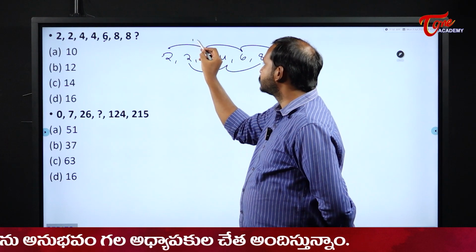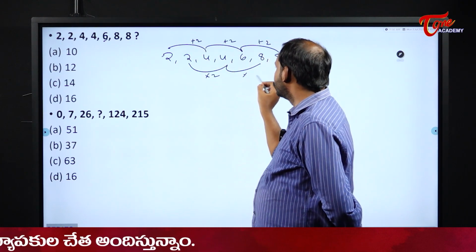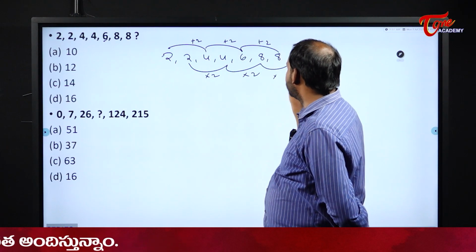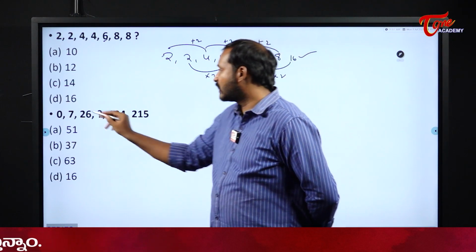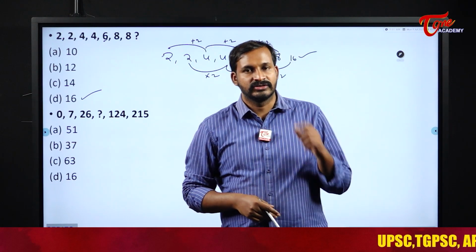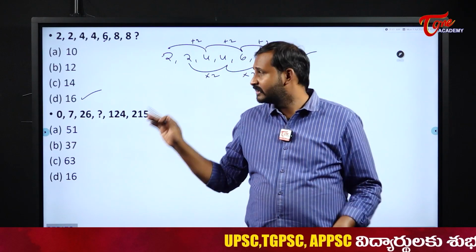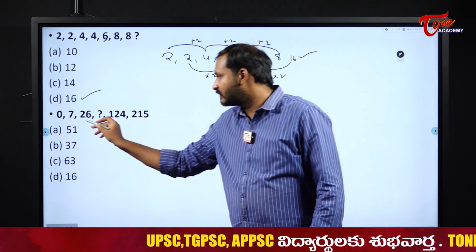Here it is plus 2, plus 2, plus 2. And here it is into 2, into 2. So next will become what? Into 2. It will become 16. So our answer here becomes 16. Whenever the series is of this type, with small numbers repeating, think in this manner. Next one, please see this one.